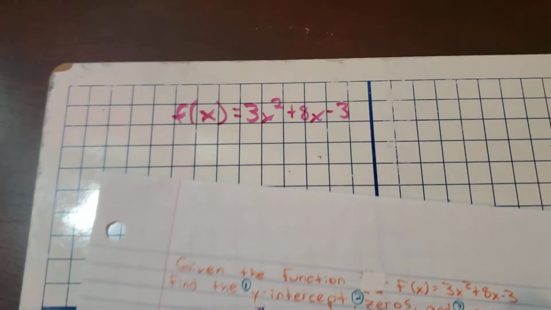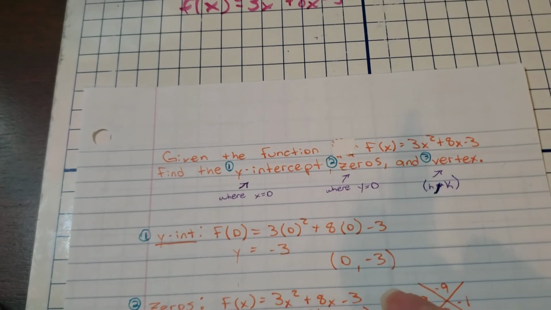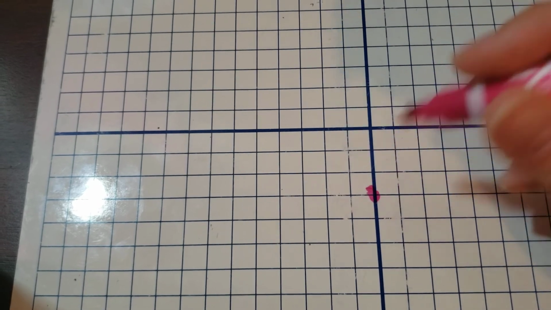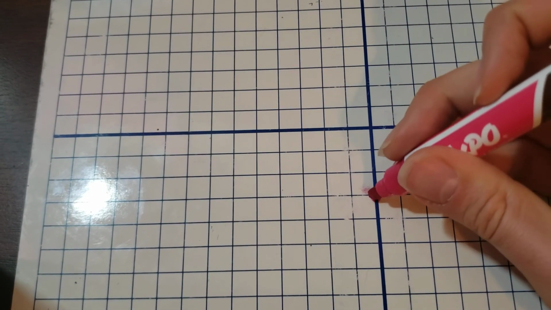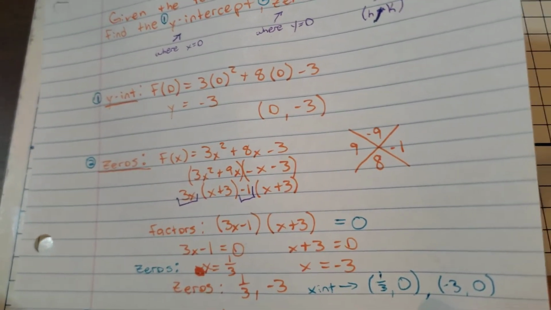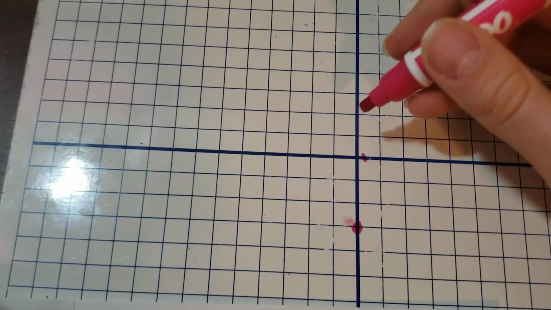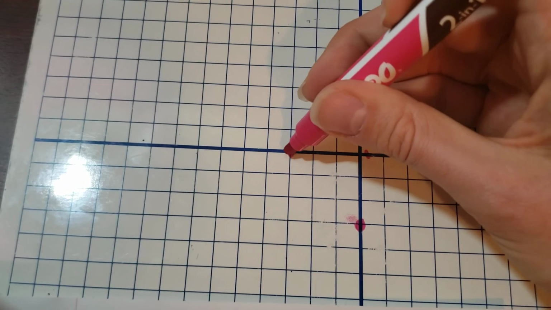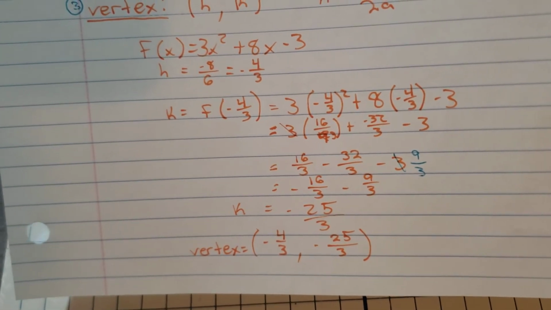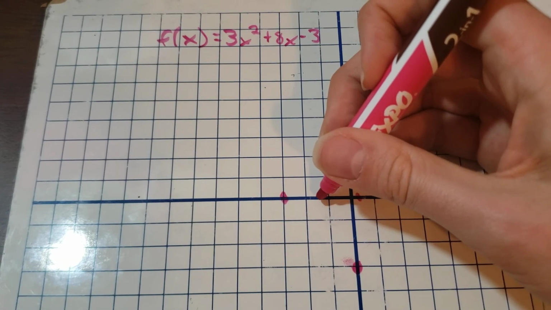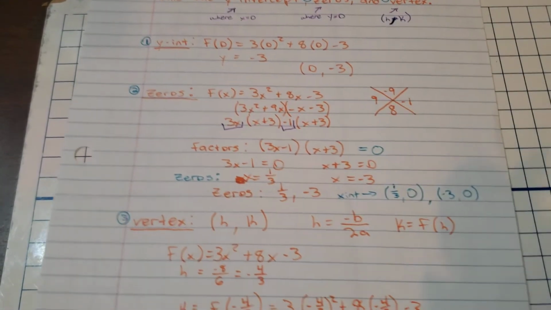Okay, so my first point that I'm going to plot is my y-intercept. It's 0, comma negative 3. Oop, whoopsies. So it's right about there. The next 2 points are at 1/3, comma 0 and negative 3, comma 0. So 1/3, comma 0 is going to be about here, and negative 3, comma 0 is going to be about there. And then my vertex is going to be at negative 4/3. Well, so that's negative 1 1/3, negative 25/3. Where in the world is that?